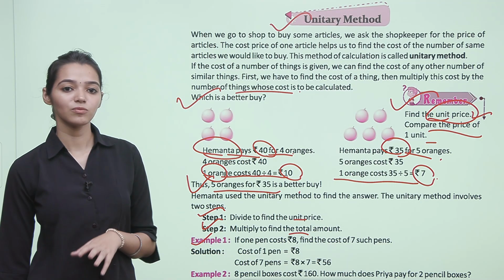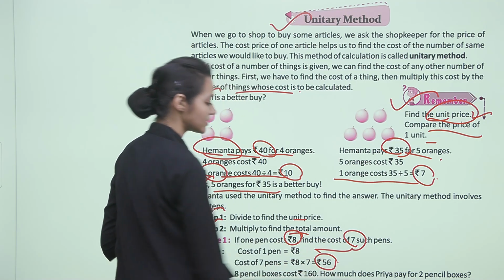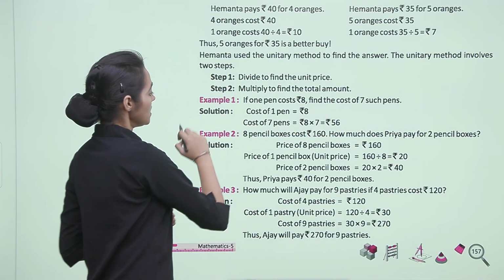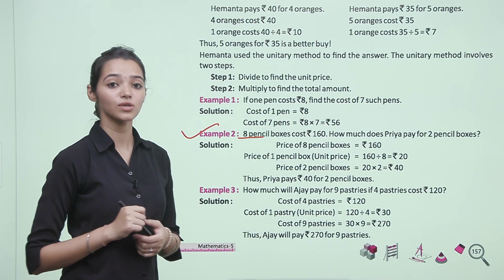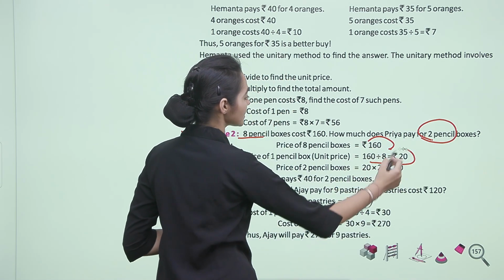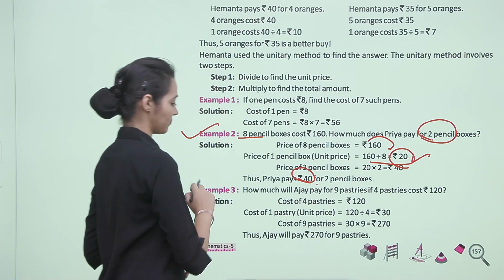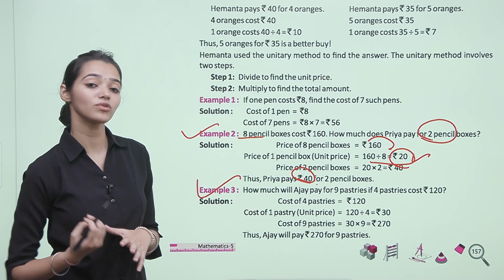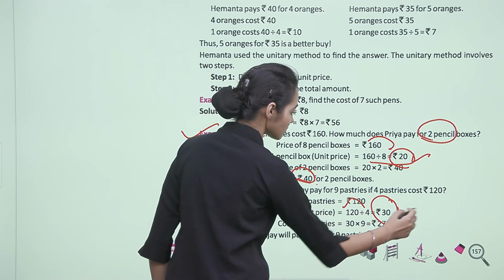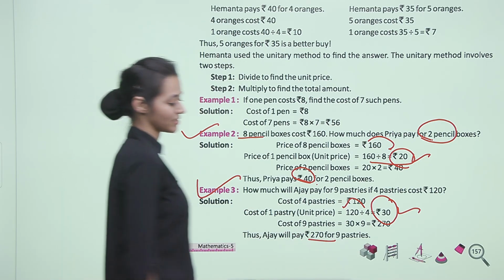Now let's understand it better with the help of example number 1. One pen costs 8 rupees. Cost of 7 such pens is 7 into 8, that is 56 rupees. Now in example number 2, 8 pencil boxes cost 160 rupees. How much does Priya pay for 2 pencil boxes? Firstly we find the cost of 1 pencil box, that is 20, and 20 into 2 is 40 rupees she has to pay. Now in the next one, how much does Ajay pay for 9 pastries if 4 pastries cost 120? 120 divided by 4, that means 1 pastry costs 30 rupees, and 30 into 9 is 270 rupees for 9 pastries.